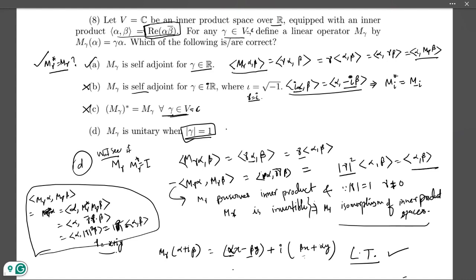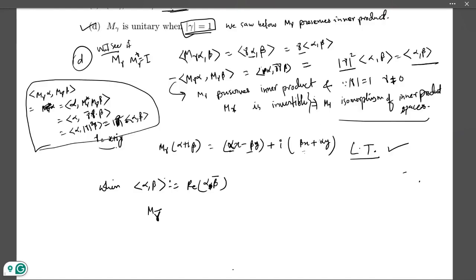Because we saw below, M gamma preserves inner product as well as it is an isomorphism from C to C itself. Multiplication by some non-zero constant is an isomorphism. You can check it by just saying that multiplication by gamma.